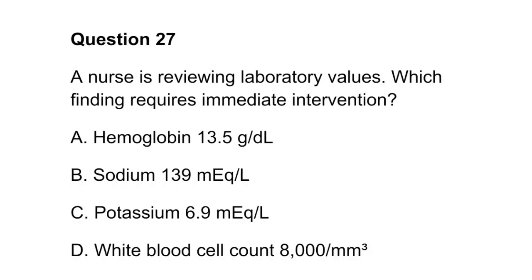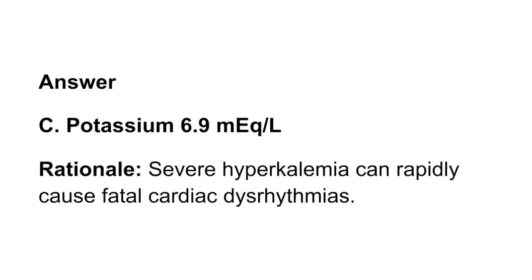Question 27. A nurse is reviewing laboratory values. Which finding requires immediate intervention? A. Hemoglobin 13.5 g/dL. B. Sodium 139 milliequivalent/L. C. Potassium 6.9 milliequivalent/L. D. White blood cell count 8,000/mm³. Answer: C. Potassium 6.9 milliequivalent/L. Rationale: Severe hyperkalemia can rapidly cause fatal cardiac dysrhythmias.